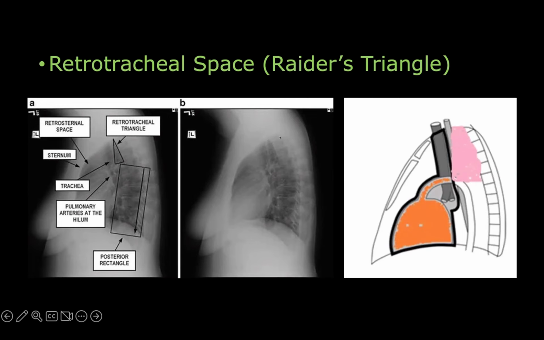Keep in mind the patient should have their arms raised up, because if they don't, all of that axillary soft tissue and fat obscures this area, and you wouldn't be able to see anything on the lateral view, to be honest. But if you have a good lateral X-ray, always look at that Raider's triangle.